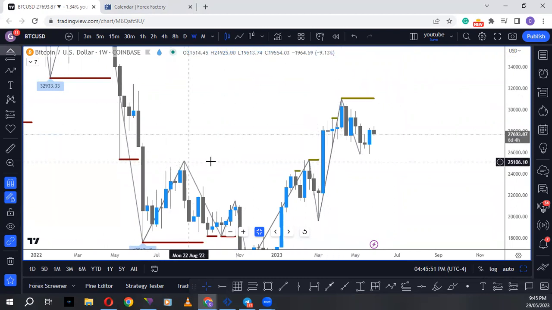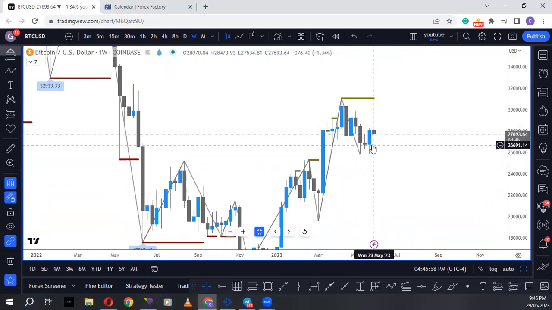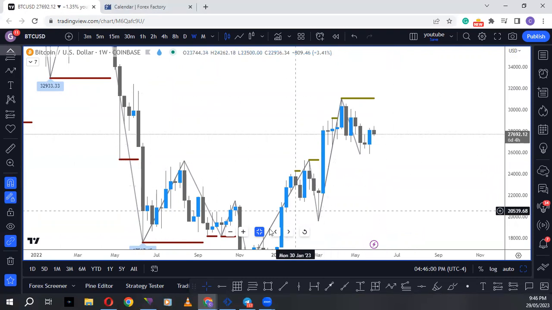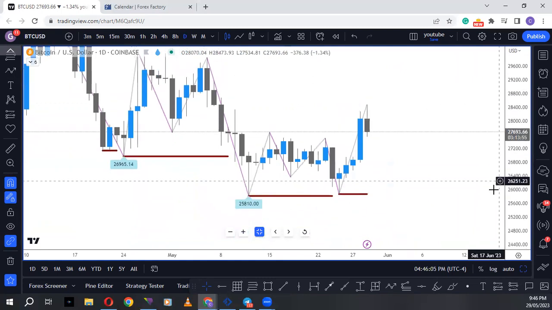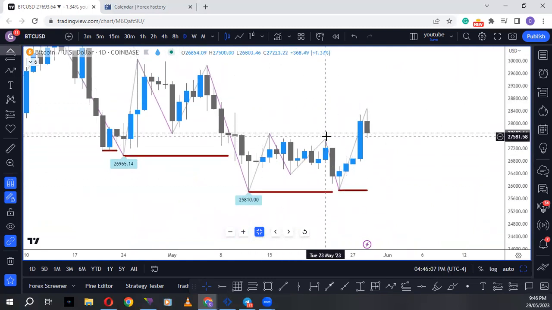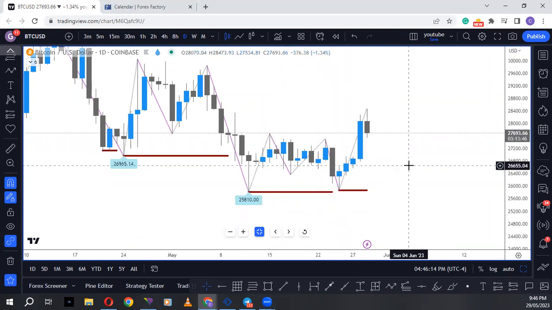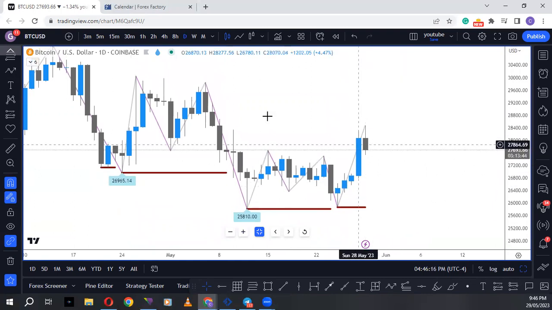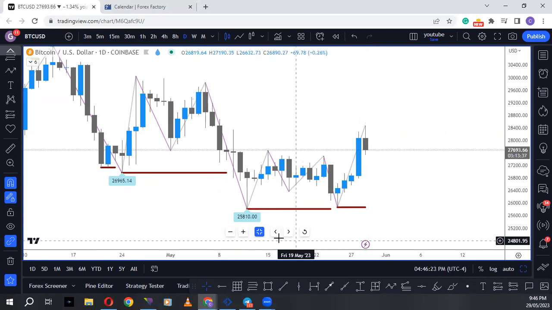So this is what you would call a change in character. That tells you that the downside is not so interesting now. There's a possibility they might continue to the upside. So if we go down to the daily, what do we have on the daily? We already have a change of character here, very, very clear on the daily. And price didn't make a new low. So that means there's a possibility this may come up towards this area.